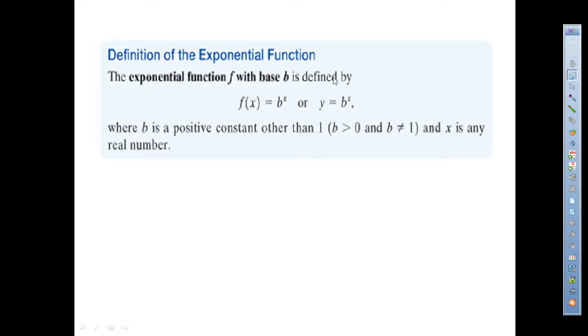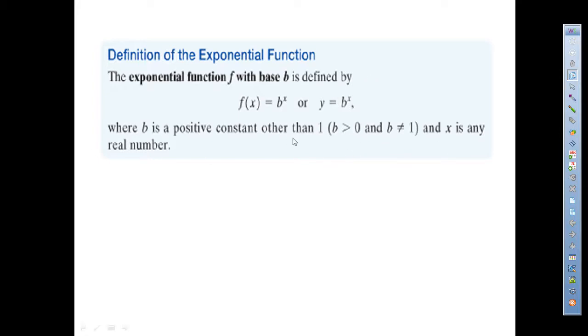Now, the definition of the exponential function says the exponential function f with base b is defined by f of x equals b raised to the x power, or y equals b to the x power, where b is a positive constant other than 1 and x is any real number.